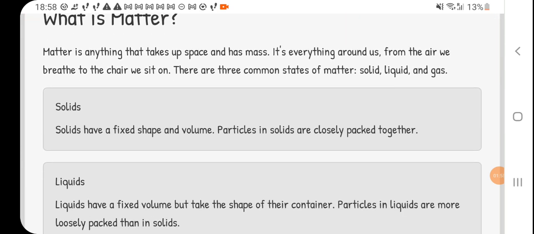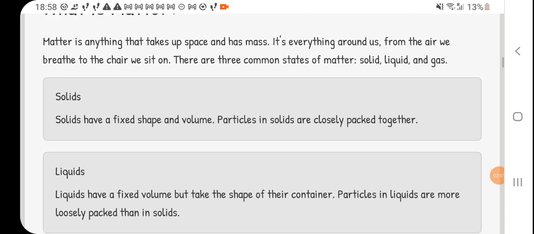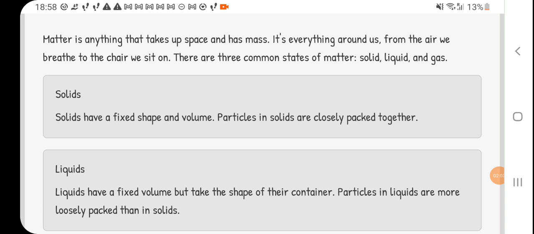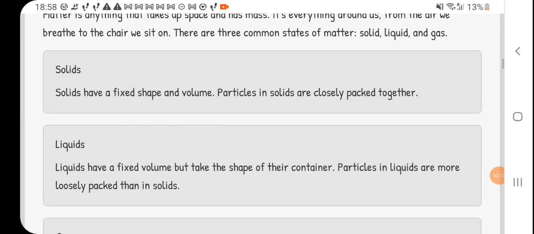What is matter? Matter is anything that takes up space and has mass. It's everything around us, from the air we breathe to the chair we sit on. There are three common states of matter: solid, liquid, and gas.